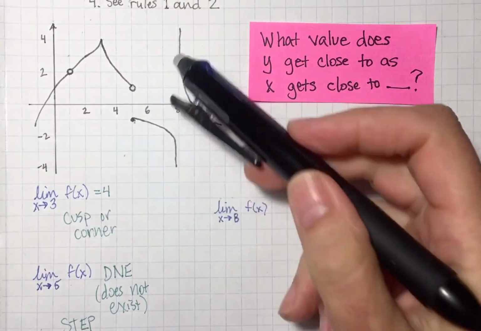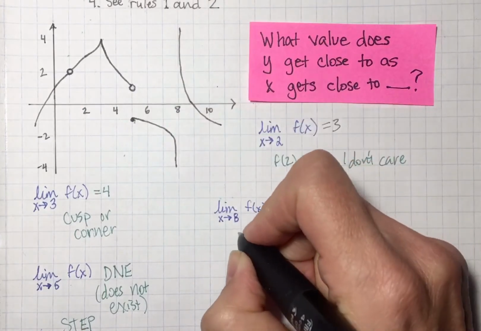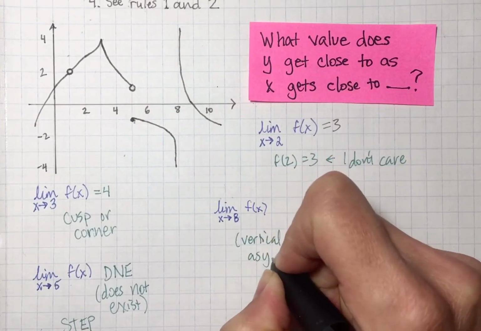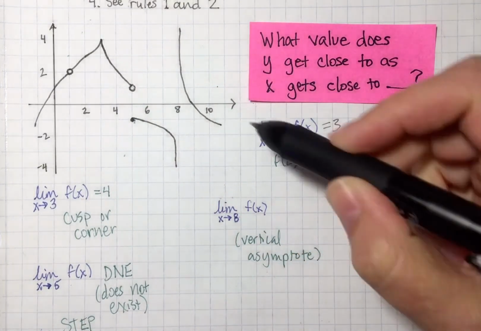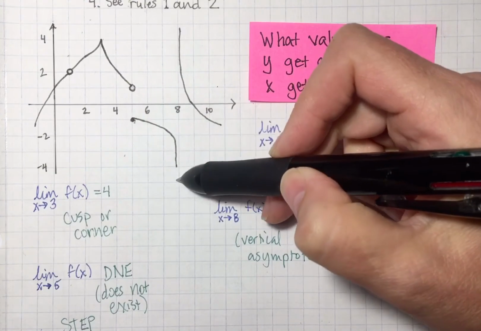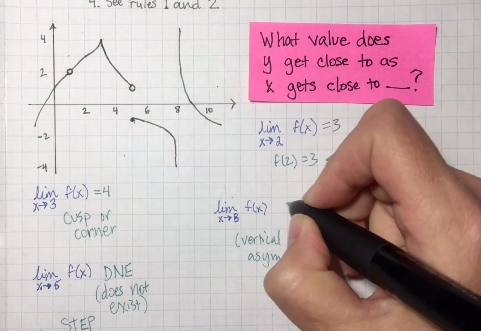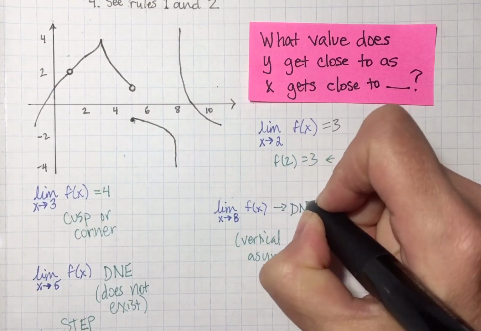Looking at 8, I have a vertical asymptote here. And because the left side is going to negative infinity and the right side is going to positive infinity, my left and right side aren't going to the same place. So this guy does not exist either.